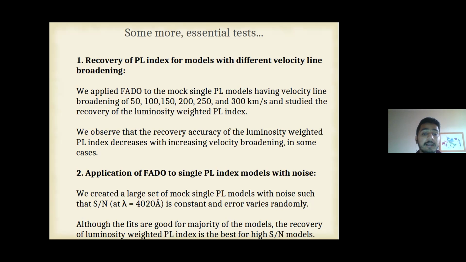Having done that, we wanted to see if Fado can now recover the power law index in a realistic situation when there is noise involved. So what we did is we added noise to the single power law models and we ran Fado. The noise was such that the error varies randomly, and it was defined at lambda equal to 4020 angstrom. The fits are good in general, and I will show you the results later, but it's the best for the highest signal to noise, as expected.